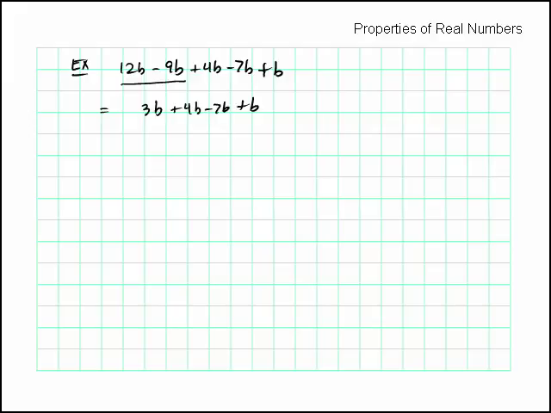Here's a couple more. Example. 12b minus 9b plus 4b minus 7b plus b. There's a lot of b's in there. We'll start on the left and work our way over, combining all these like terms. 12b's minus 9b's is 3b. 3b plus 4b is 7b. 7b minus 7b is 0. And so we just end up with 1b here. 1b.